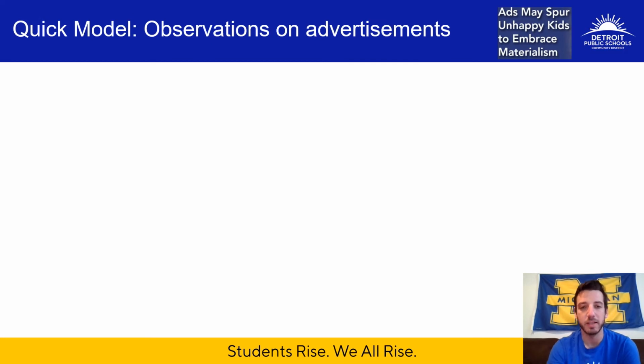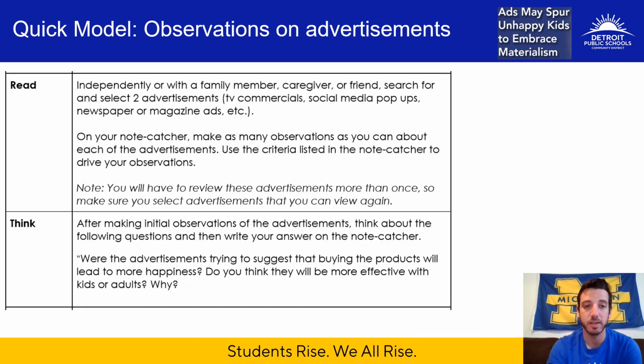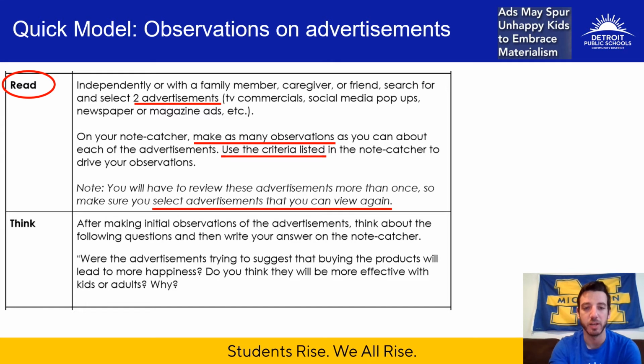So the model today is going to be around observations on advertisements. I know we already went through the read and think parts a little bit earlier, but I want to make sure I go over just a few more things with you so everyone's clear on what has to get done for today. So for the read section, you have to select 2 advertisements and make as many observations as you can about these advertisements, and use the criteria listed in the note catcher to drive your observations. And again, it has to be advertisements that you can view more than once. So let's talk about what these criteria are in the note catcher.